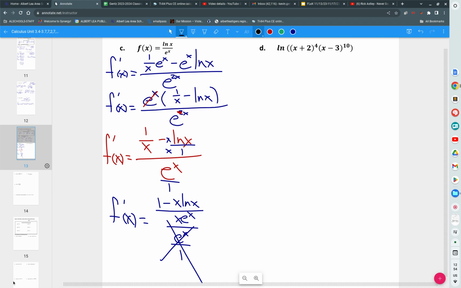So this one looks really scary. Okay. We forgot an f of x here. We'll write f of x is equal to the natural log of the quantity x plus 2 to the 4th times x minus 3 to the 10th. We got to find that derivative.